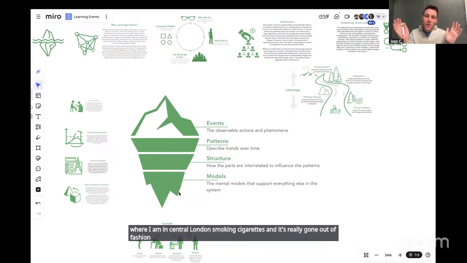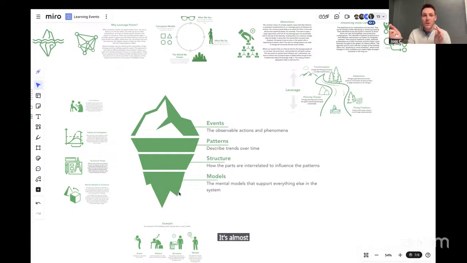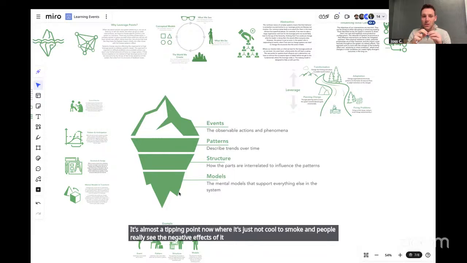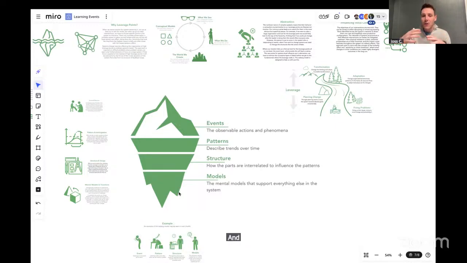And that's a long journey from initially discovering that tobacco was bad for us, right? We didn't even have that awareness 100 years ago, really. Then the government started to figure out this is costing us a lot of money in terms of healthcare, we need to put taxes on this, and that increased to almost a tipping point now where it's just not cool to smoke, and people really see the negative effects of it. So the paradigm is really changing there, and it's no longer cool or exciting to be smoking. And when people look at it in that way, that changes their behavior hugely.